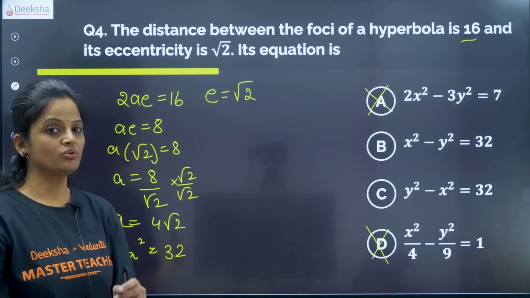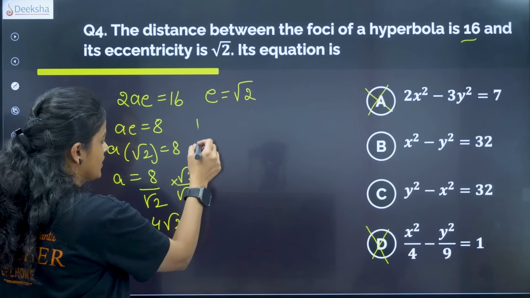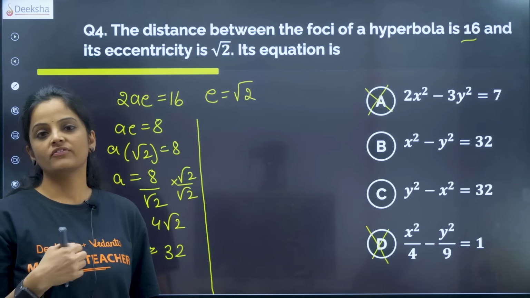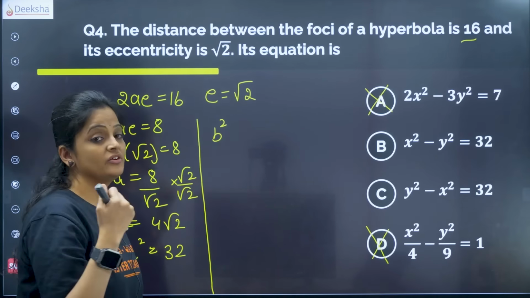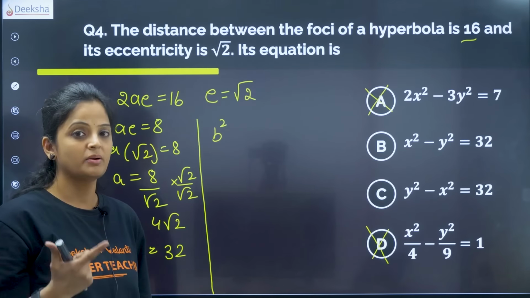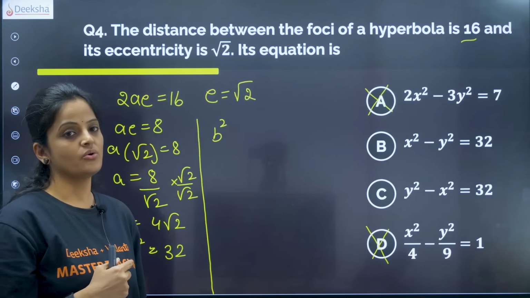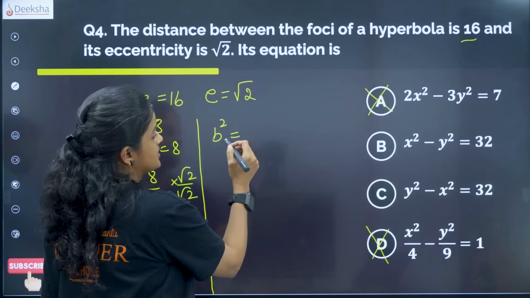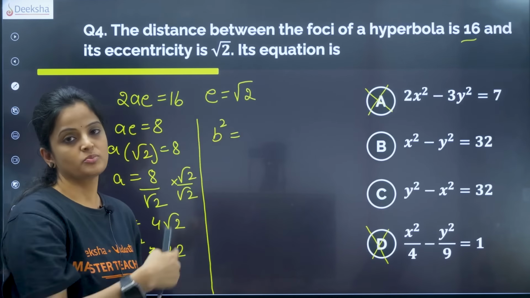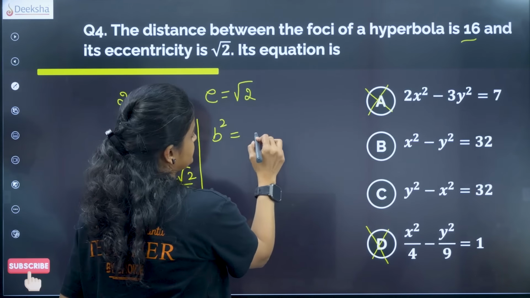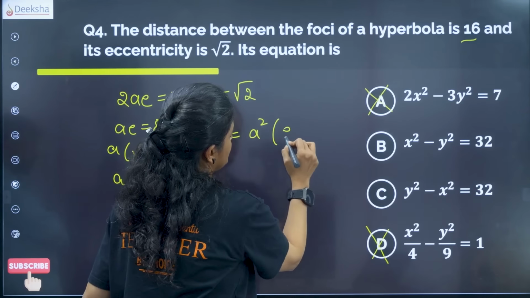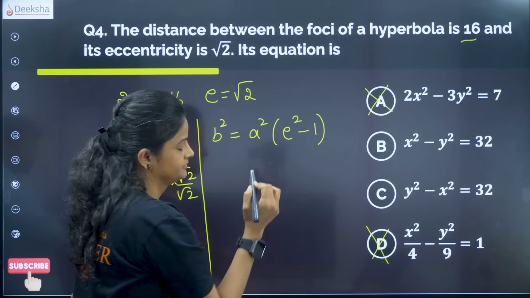Okay, learn to rule out the options, that will give you faster answers. It's not like you will always have a shortcut in maths. No. You have to be faster in calculation. You have to remember the results. That is how you can be faster in answering, and ruling out the options is also a trick. Okay, b square formula: a square into e square minus 1.